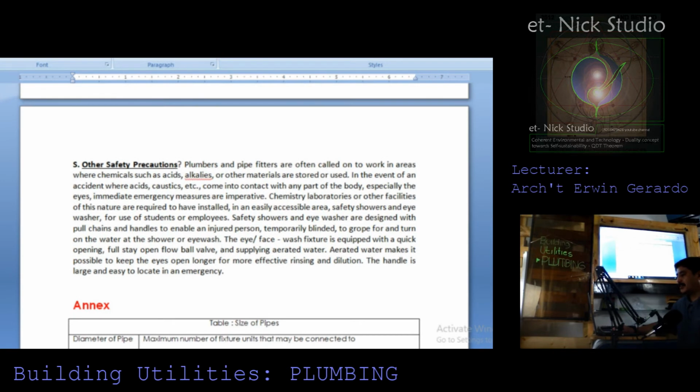Other safety precautions. Plumbers and pipe fitters are often called on to work in areas where chemicals such as acids, alkalis, or other materials are stored or used. In the event of an accident where acids, caustics, etc. come into contact with any part of the body, especially the eyes, immediate emergency measures are imperative.